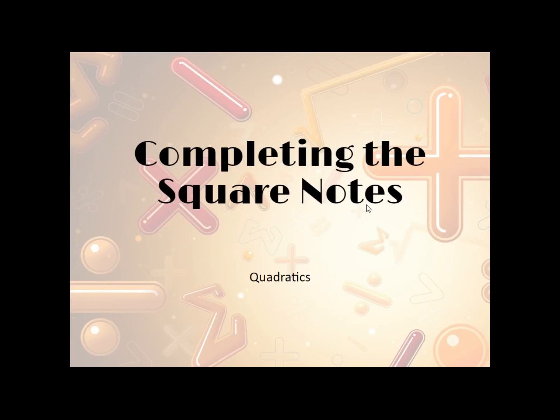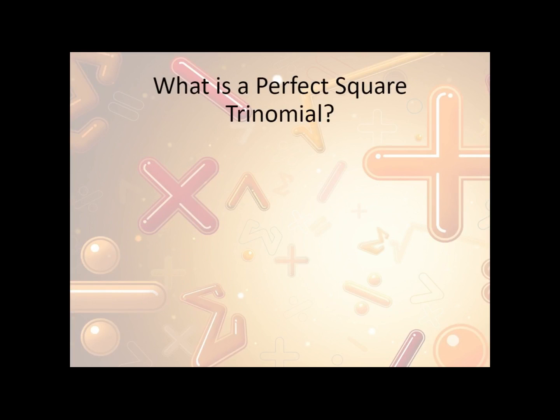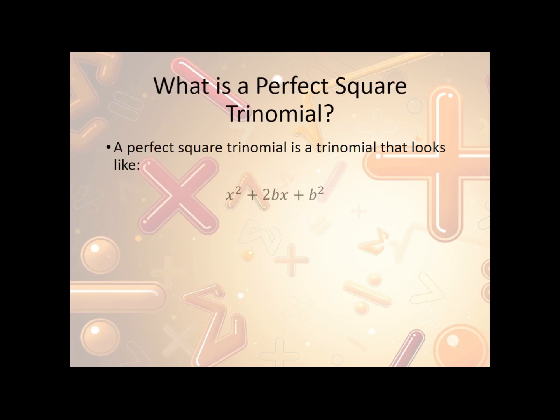Let's take a look now at the completing the square notes. The notes begin with the learning goals and success criteria. Now, what is a perfect square trinomial? A perfect square trinomial is a trinomial that looks like this: x squared plus 2bx plus b squared. So b is some value, actually a constant, and the number here should be exactly double it.